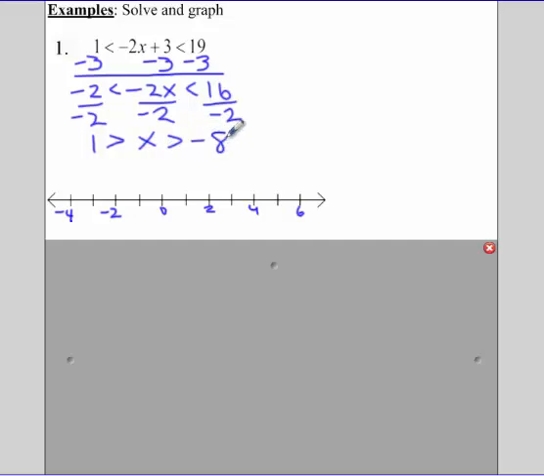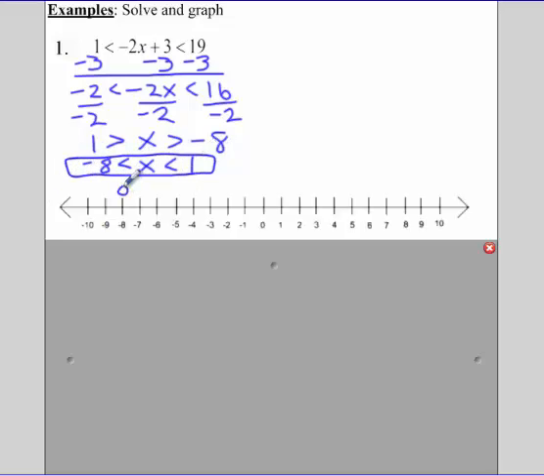Now we have to rewrite our inequality so that it is in the proper format with the small number on the left, the large number on the right, and inequalities are both pointing to the left. So negative 8 on the left, arrow pointing at the negative 8, x in the middle, arrow pointing at the x to the left, 1 on the right. That is our solution. Now we will graph. Open circle at negative 8, open circle at 1, and shade in the middle.